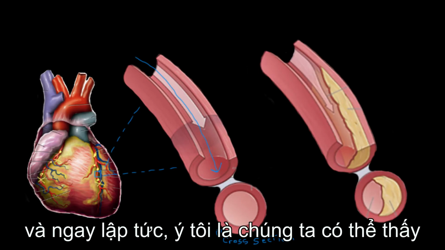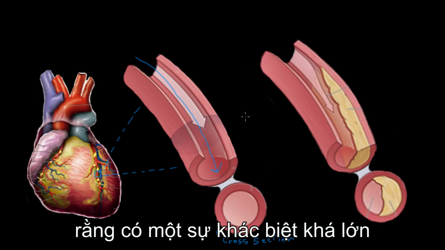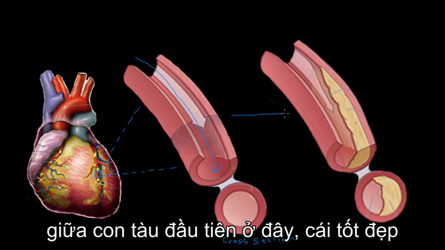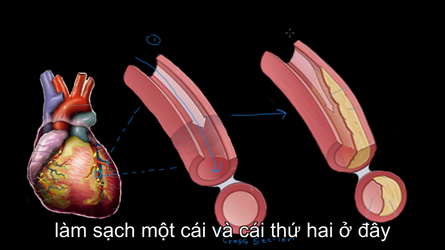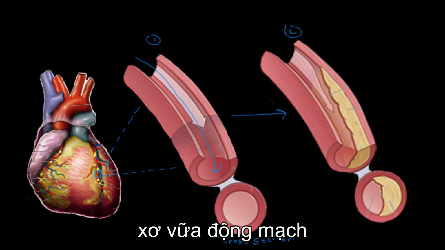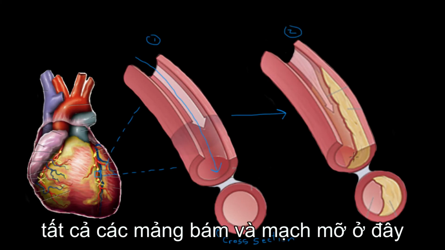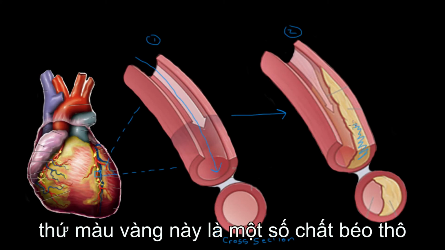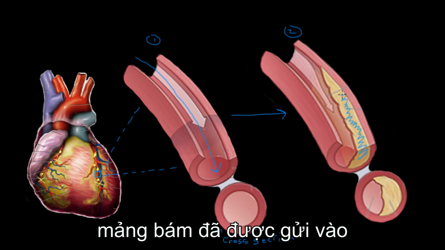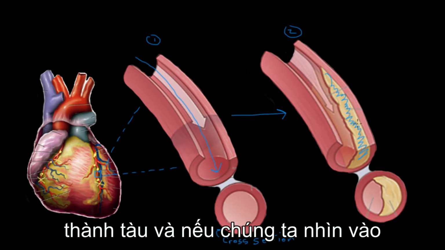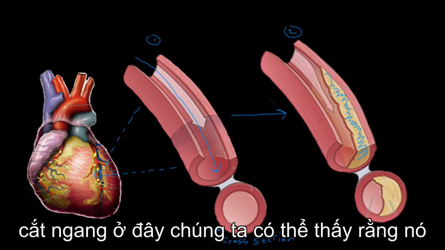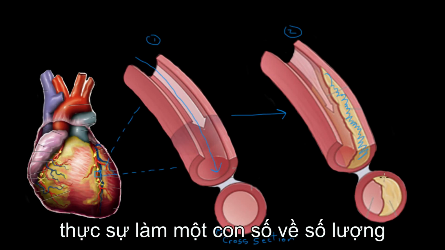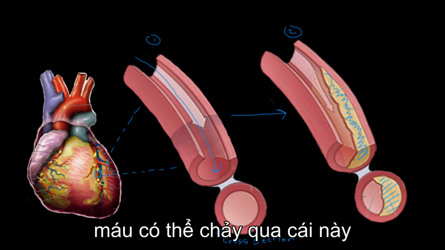And so immediately, we can see that there's a pretty big difference between the first vessel here, the nice clean one, and the second vessel here, the atherosclerotic fatty plaque vessel. All this yellow stuff is some gross fatty plaque that's been deposited into the vessel wall. And if we look at the cross section here, we can see that it's really doing a number on the amount of blood that's able to flow through this vessel, right?